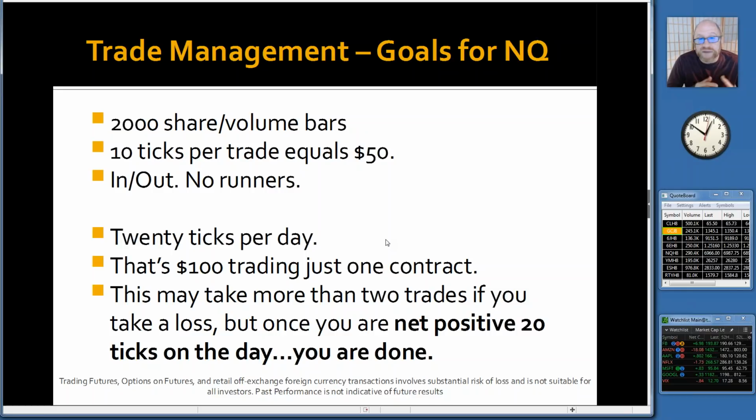So obviously, sometimes your trade's not going to work out. So you're going to have to go back in. You're going to have to make another trade. But once you're net 20 positive ticks for the day, you're done, if that's your goal.